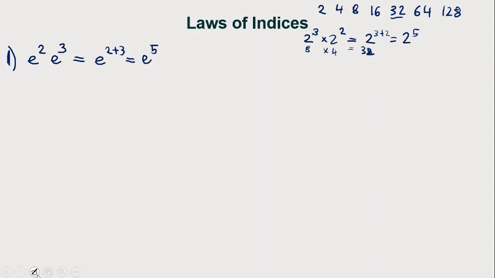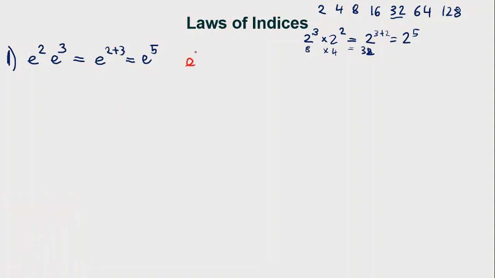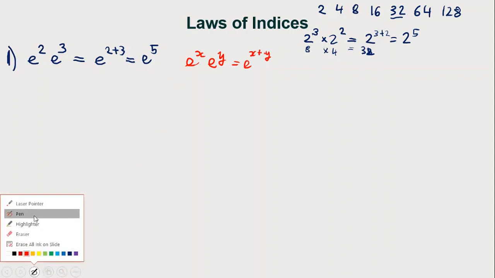So algebraically, I can write this as e to the power of x multiplied by e to the power of y is equal to e to the power of x plus y. Okay, so that's your first law of indices that I need you to remember.